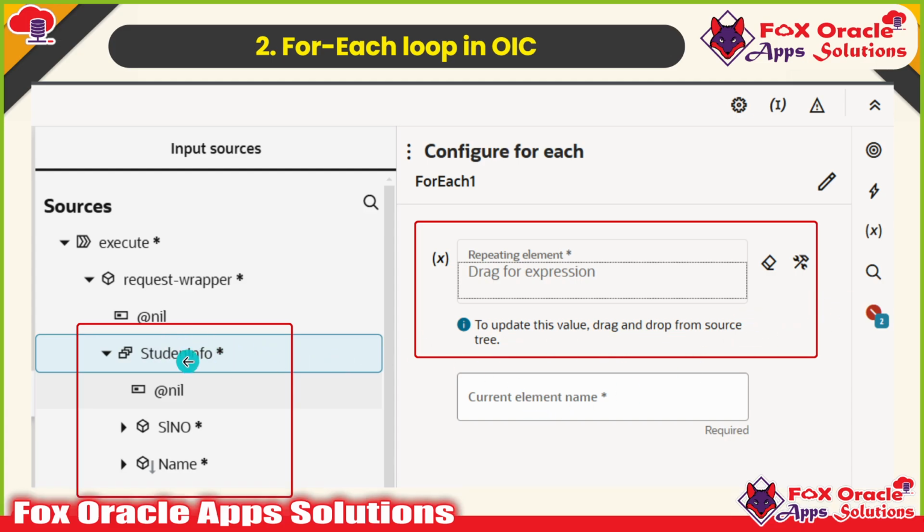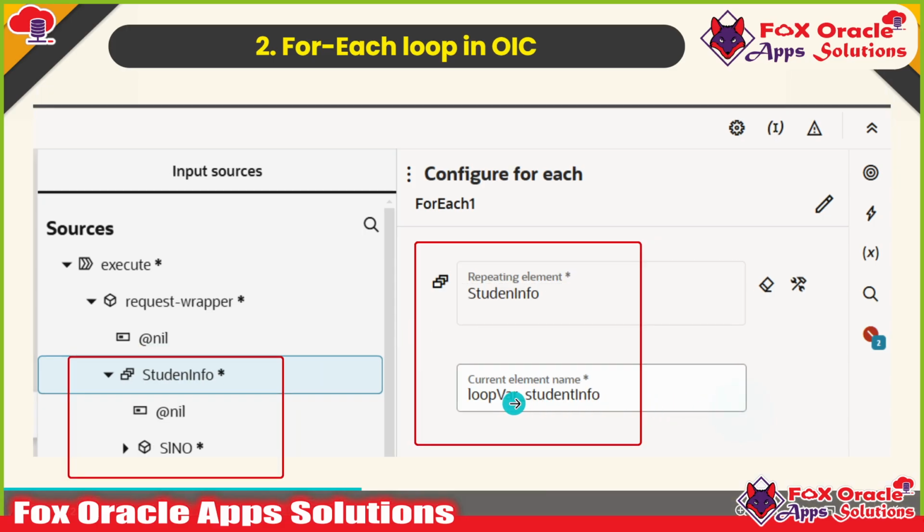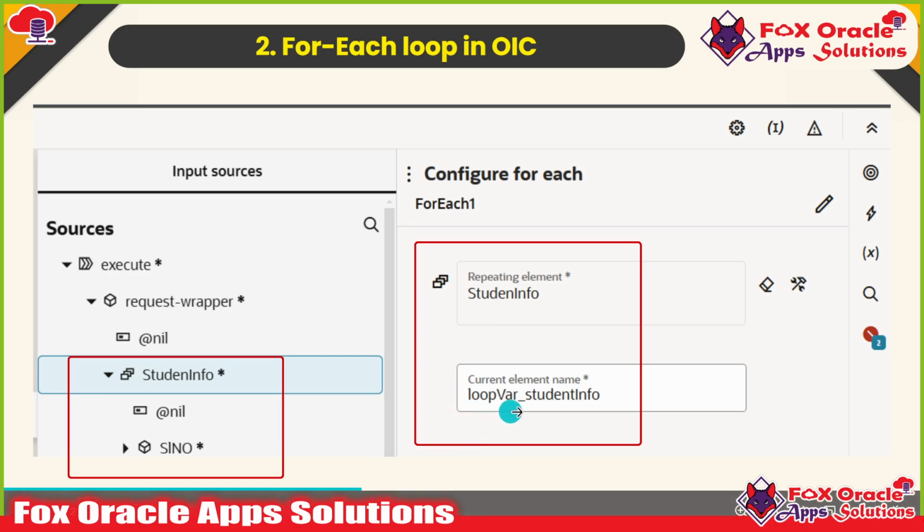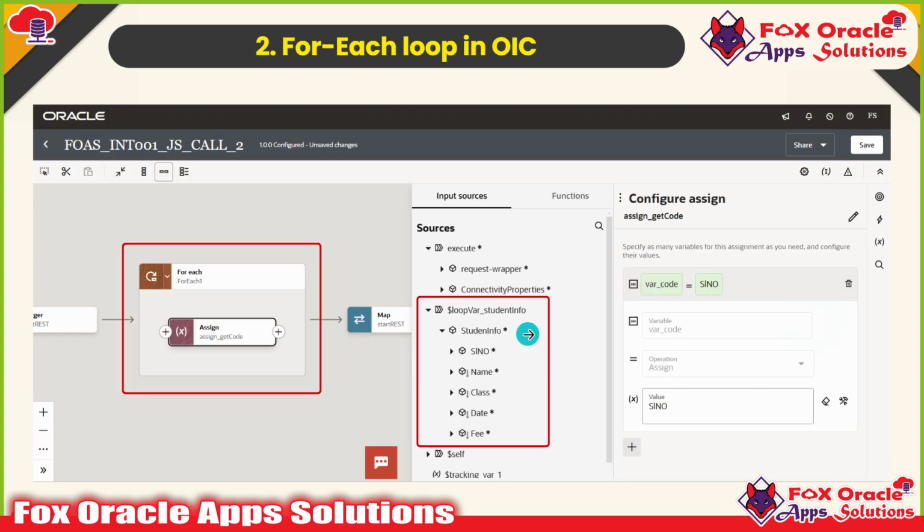So here you can see we dragged this one and provided the array element name, the array variable we added here. This array variable will be available in the mapping, always inside the loop only. So inside the loop scope, if you want to use the elements of this repeating element, you can use this loop variable. You can see we added the for-each, and this is the scope of the for-each loop. And inside the scope, we added this assign action to store some values.